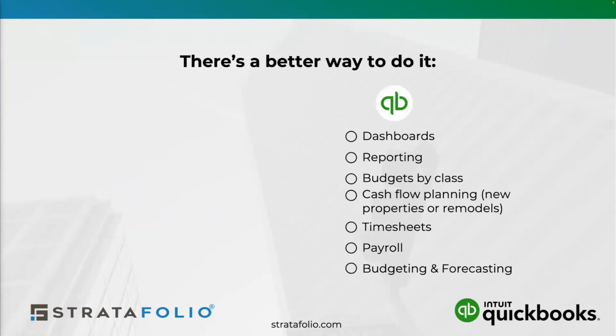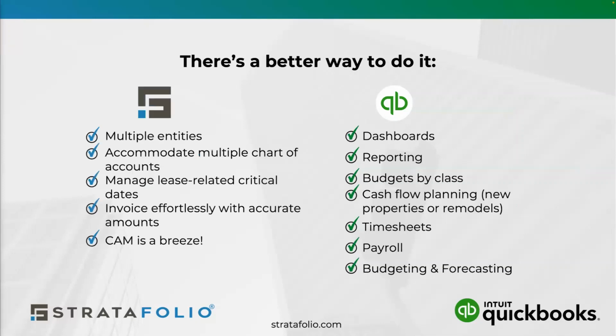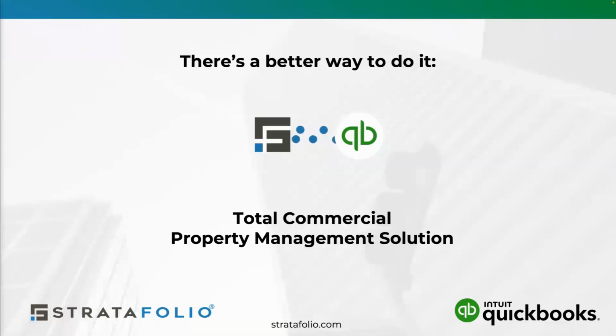Now, what QuickBooks helps with is dashboards, reporting, budgets by class, cash flow planning for any time you acquire a new property, and they can do the timesheets and payroll. And budgeting and forecasting in QuickBooks, lots of customers want this in our app, but QuickBooks offers this right now in the advanced setting. So together, STRATAFOLIO combined gives you a total commercial property management solution. And in the next few slides, we're going to highlight new features or features that will illustrate this very point.